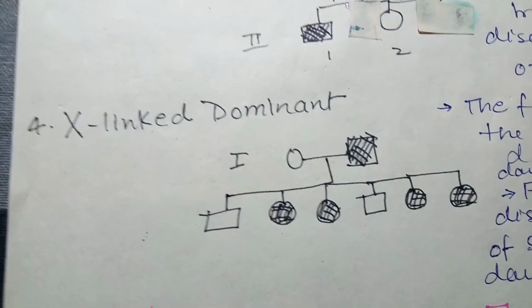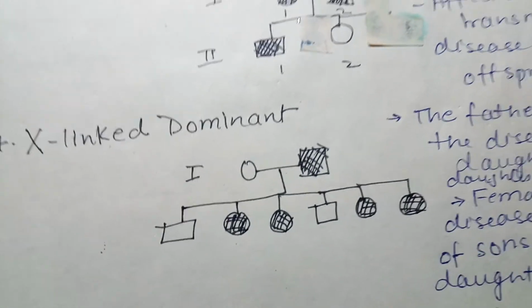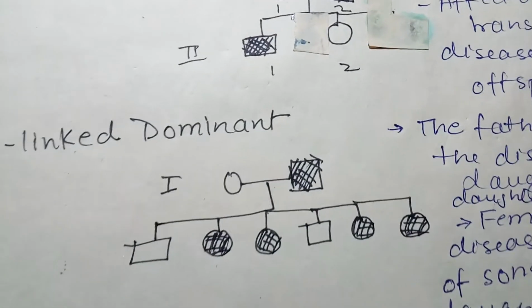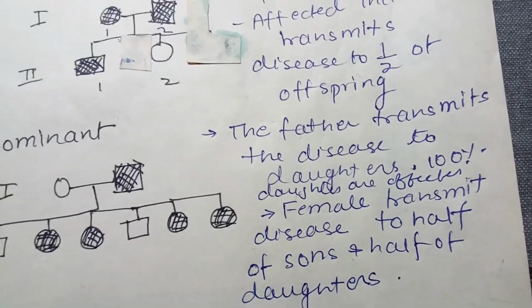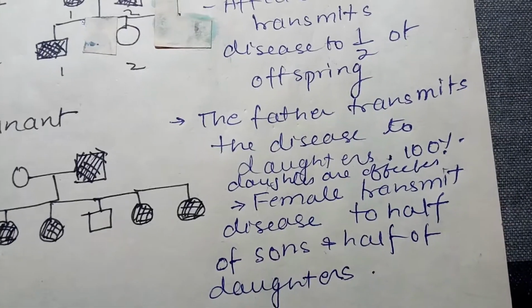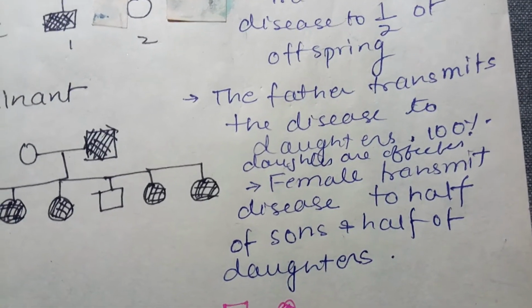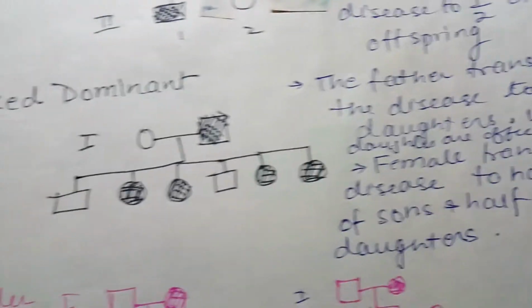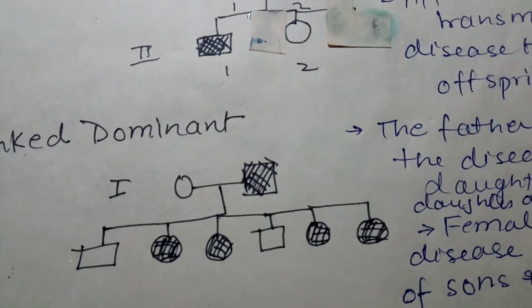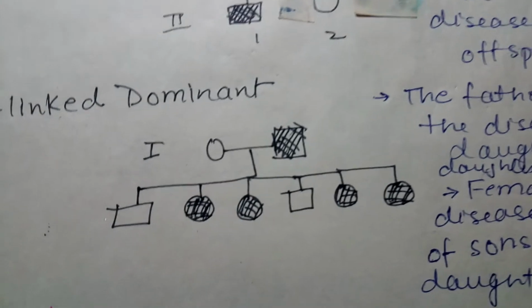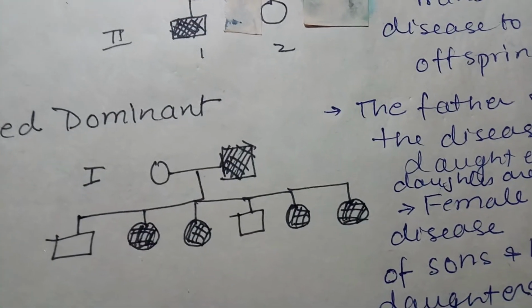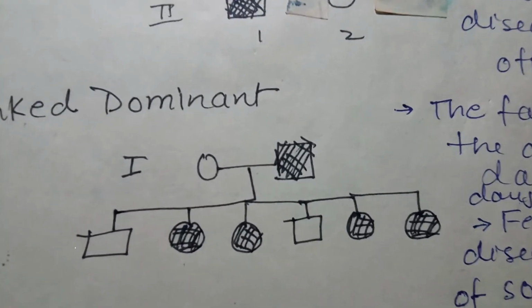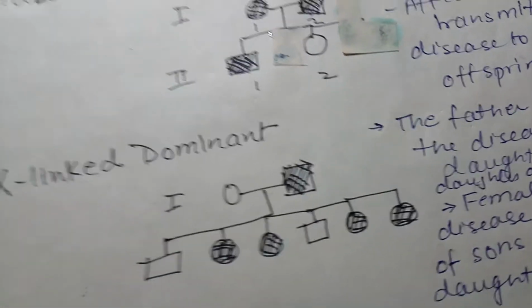Now X-linked dominant. When it is X-linked dominant, the father transmits the disease to daughters. 100% of daughters are affected. A female transmits the disease to half of the sons and half of the daughters. If the female is affected, then 50% chances are there that the offspring will be normal and 50% will be affected in the next generation. But here it is in the case of the male.